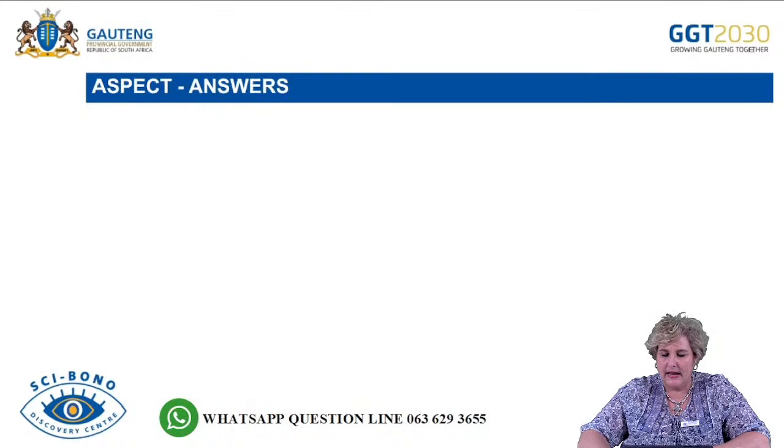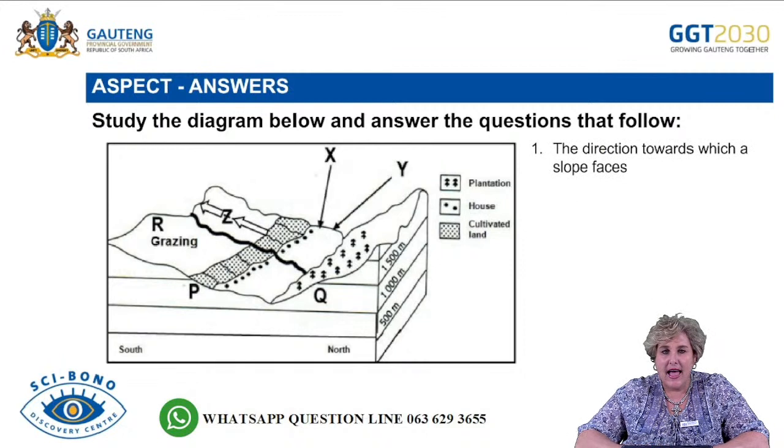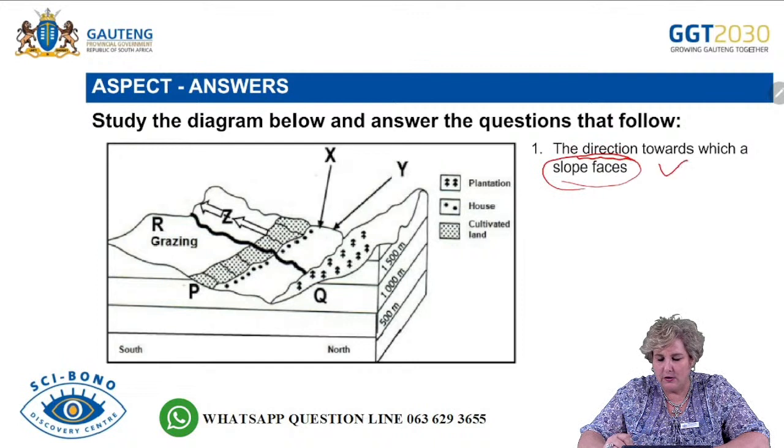Okay, let's see what your answers are. There's my diagram again. The first question is to say what aspect is. Aspect is the direction towards which a slope faces. For that one, you can give yourself 2 marks because a definition is 2 marks.